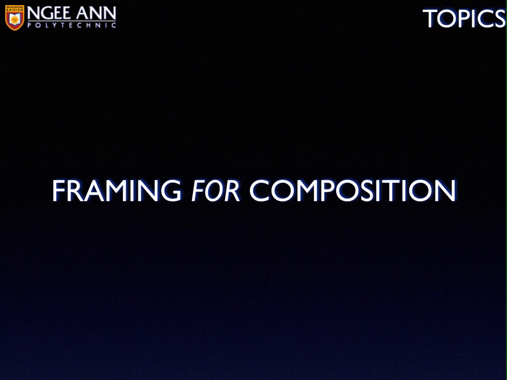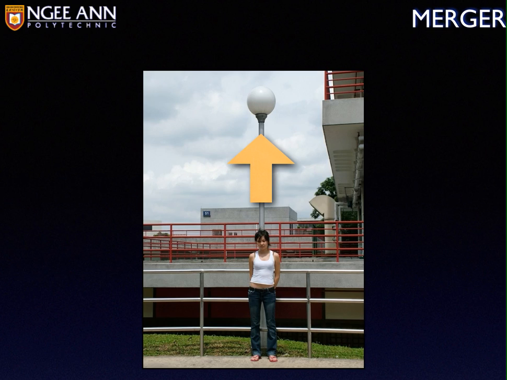So let's look at some of the other things that you need to take note of when you are framing for composition. Number one, watch out for things that come from behind your actor. For example, if someone shoots your actor leaning against a flagpole, then the flagpole comes from her head and goes all the way up. It's not really very funny because it looks like the pole is sticking up from her back. So it just combines with her. That's not very pretty.